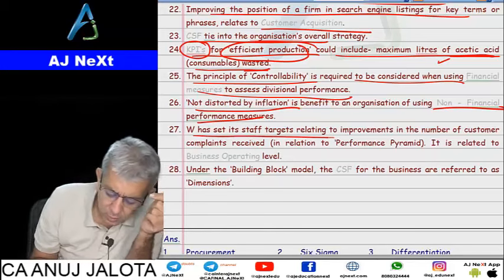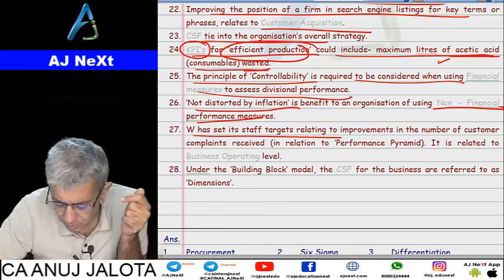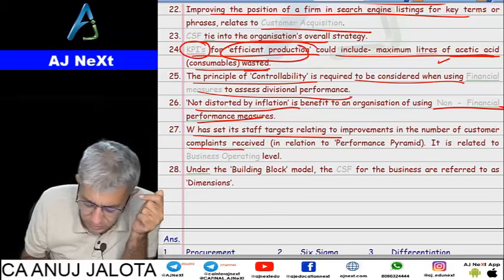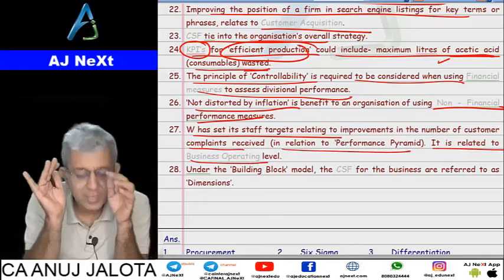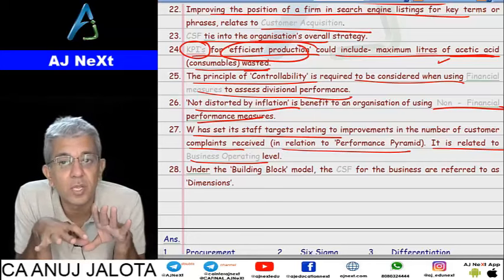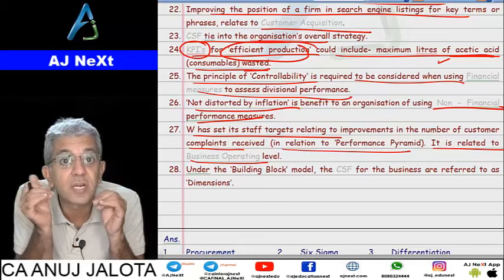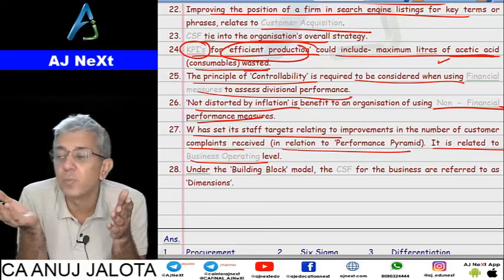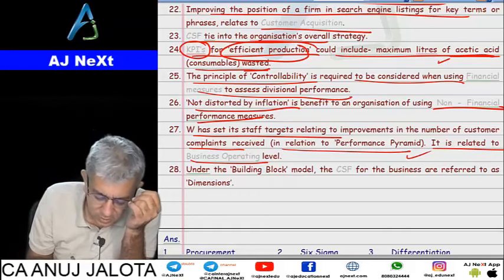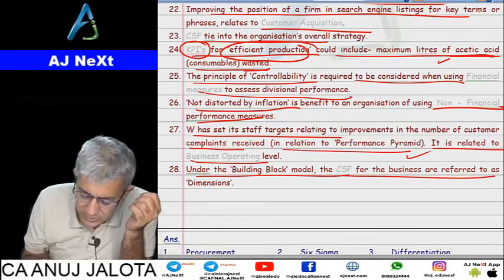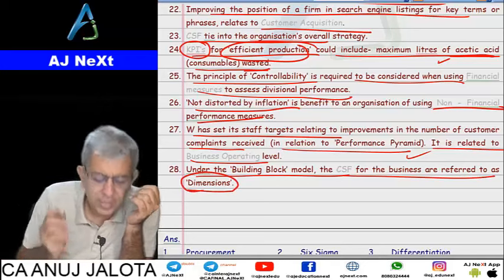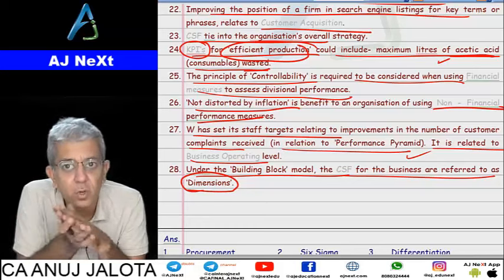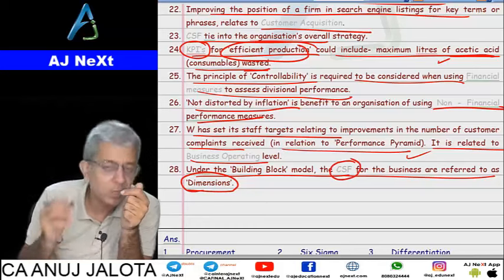Further, a company has staff targets relating to improvements in the number of customer complaints received, in relation to the performance pyramid. It is related to which level? It is related to the last level. You can try to see how to improve customer satisfaction. You try to be doing these things. Then next, under the building block model, the CSFs for the business are referred to as the dimensions. Dimensions are the goals to be achieved, and goals to be achieved are nothing but your CSFs only.